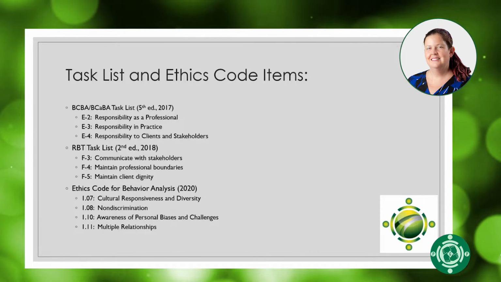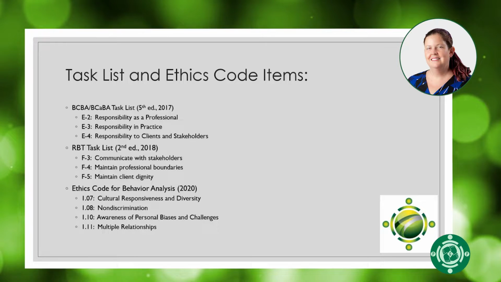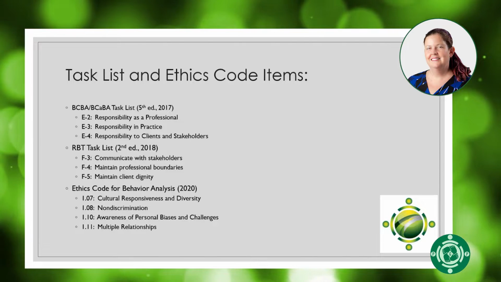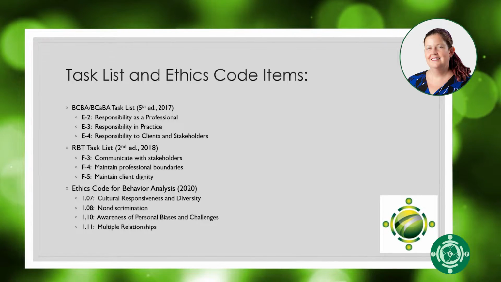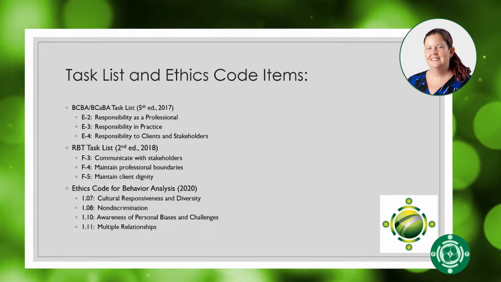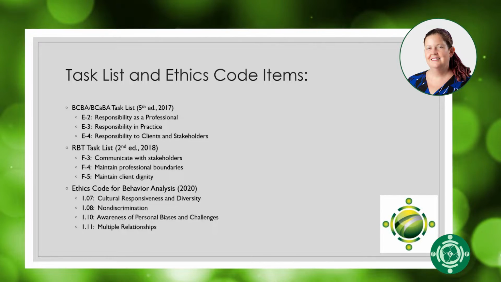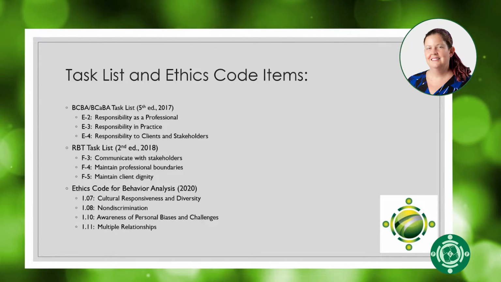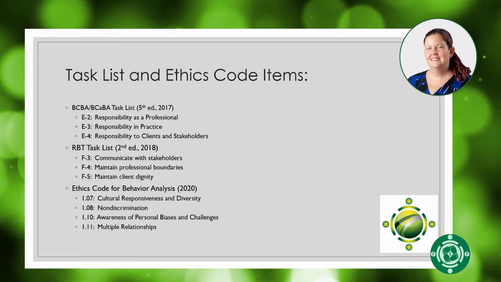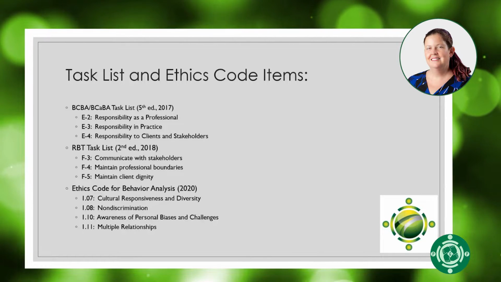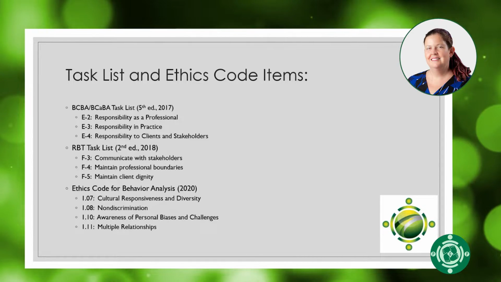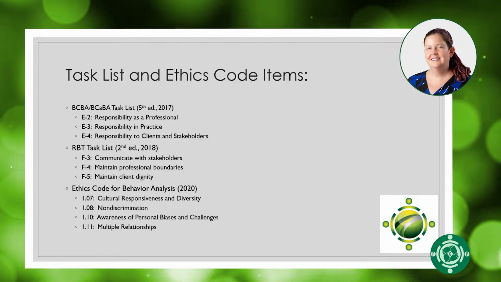Okay, task list and ethics code items that we'll be covering today. Under the analyst task list, we have responsibility as a professional, E2. E3, responsibility in practice. E4, responsibility to clients and stakeholders. For the RBT task list, we have F3, communicate with stakeholders. F4, maintain professional boundaries. F5, maintain client dignity. For the ethics code, we're addressing cultural responsiveness and diversity, non-discrimination, awareness of personal biases and challenges, and multiple relationships.